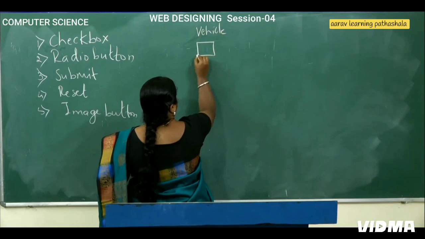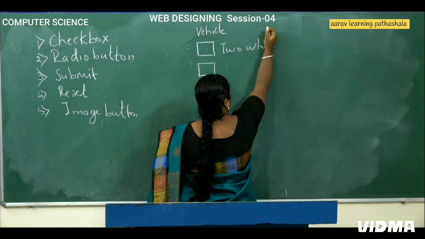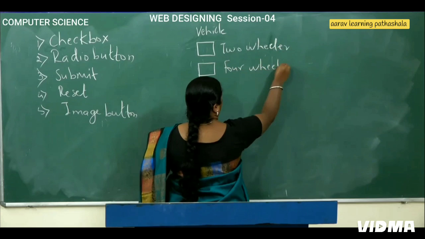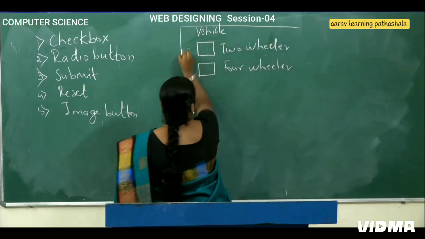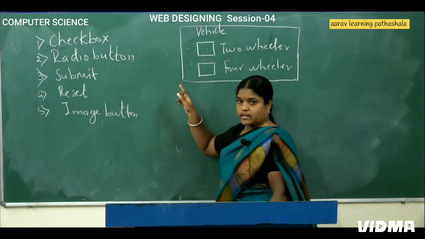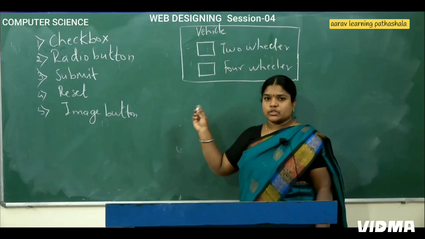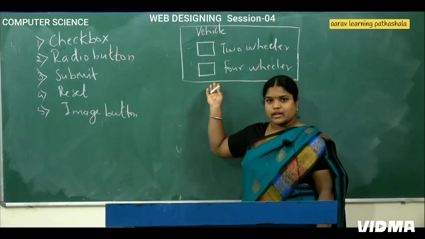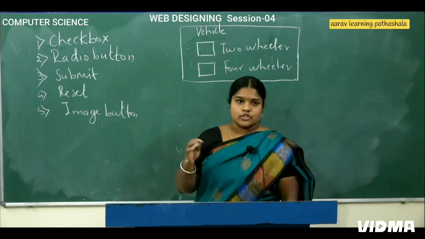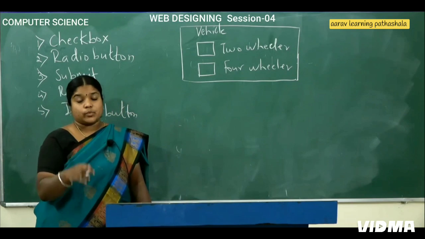vehicle. Here, suppose a user is supposed to select any one of these. This is the output that is required. So in this, the user is supposed to select any two. There are two options available. In this, the user can select both. A person may have two-wheeler and four-wheeler both, or a person may have only two-wheeler or only four-wheeler.